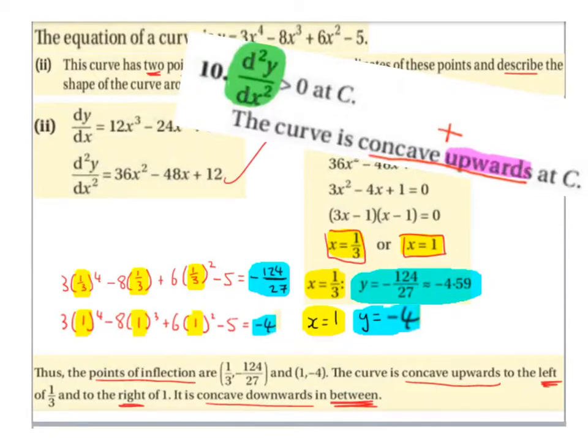So we know that to the left of x equals a third, the curve is concave upwards. Then if we take our x value of 1 and take a value to the right of that, let's say 2, and substitute 2 in place of each of these x's, we have 36 times 2 squared minus 48 times 2 plus 12, which is equal to 60, which is positive. So again, when the second derivative is positive, the curve is concave upwards. So we have concave upwards to the right of 1.